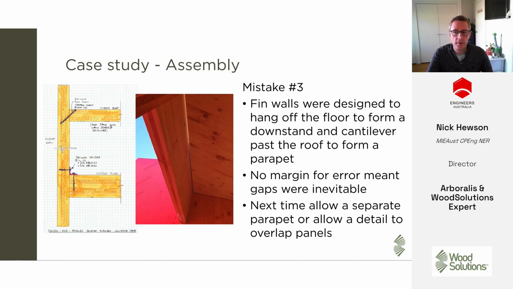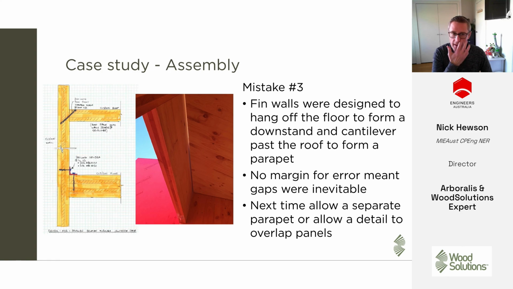But another one was the thin walls, which were designed to hang off the edge of the slab and provide an overhang at the bottom and a parapet at the top, which looks great when you draw it. But again, what I talked about earlier about drawing the tolerance in your detail, it's very hard to get that junction, particularly at the top, to meet exactly. So that's another one which I would have done very differently.